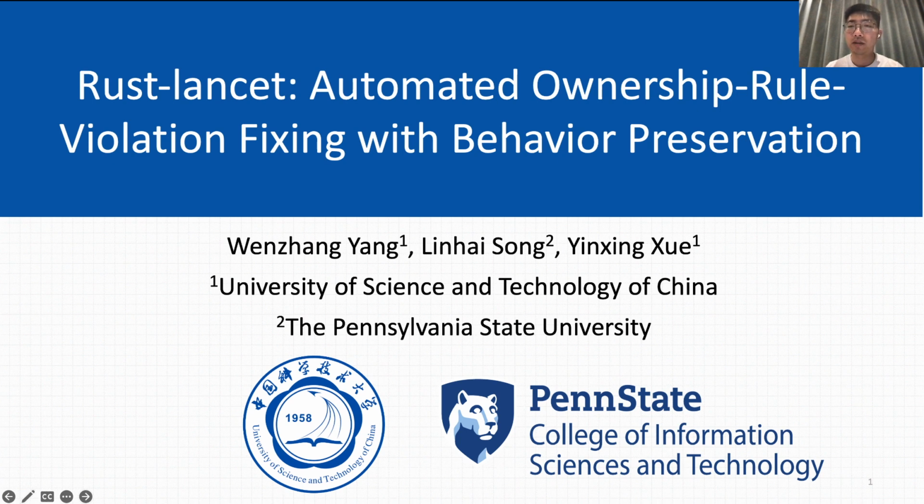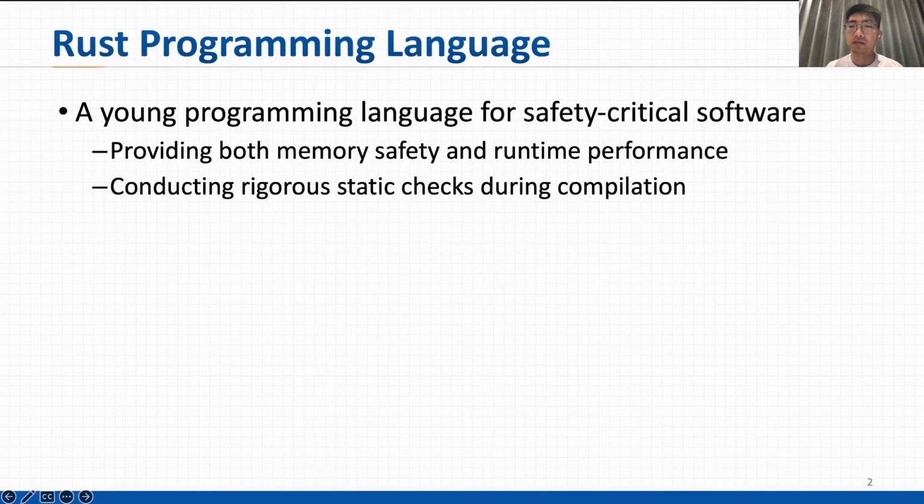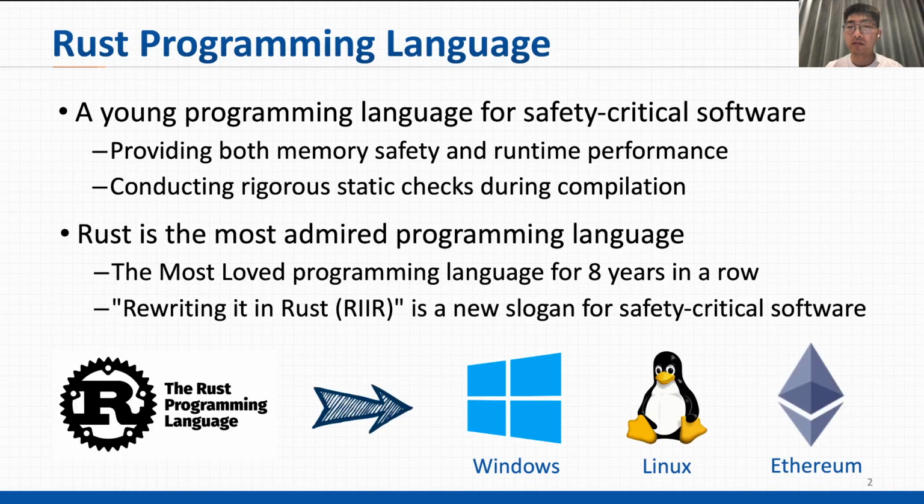Rust is a young programming language for safety-critical software. It's designed to provide both memory safety and runtime performance. Rust conducts static checks in compile time. According to the Stack Overflow survey, Rust has been the most loved programming language for 8 years in a row since 2016. Rust has already been adopted to build many safety-critical software systems.